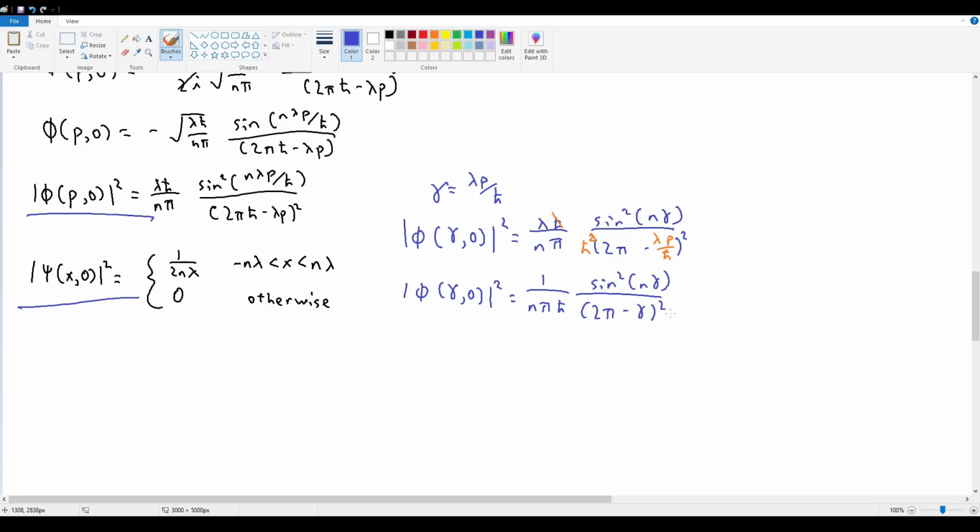And finally, recognize that h bar is a constant, right? So there's nothing stopping you from just absorbing it along with the pi and just saying that this is equal, finally, to just some arbitrary constant that you can determine, because ultimately this is just going to be a scaling factor to make sure that your graph is actually readable, and you can just set it to whatever arbitrary value on Desmos gives you a readable graph. So this is going to be some constant c divided by n times sine squared n gamma divided by 2 pi minus gamma squared, like that. And that is the actual graphable function that you're going to be working with in Desmos.